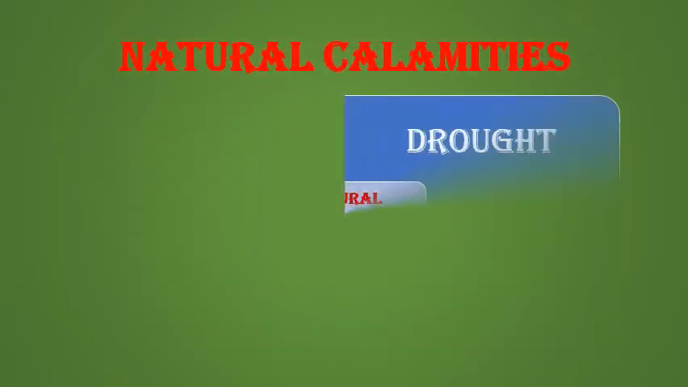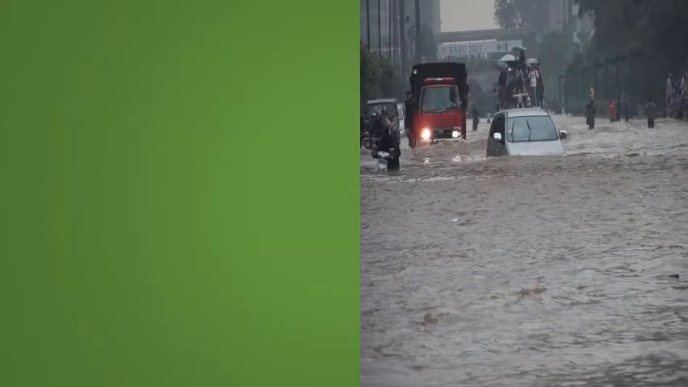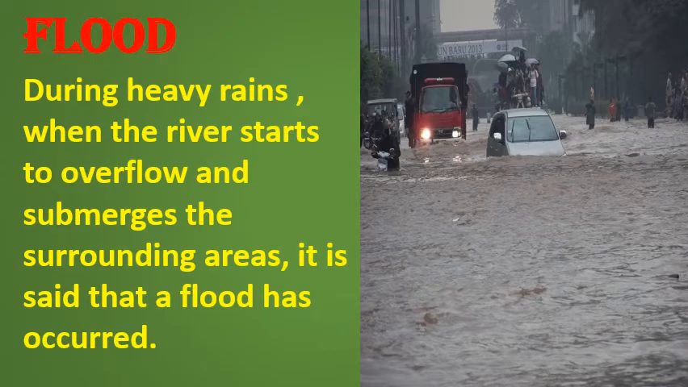Students, natural calamities have been broadly divided into four categories. They are flood, drought, earthquake, and tsunami. Flood. Well, when there is heavy rain, the river starts to overflow. As a result, it submerges the surrounding areas. Then, in that case, a situation of flood arises.